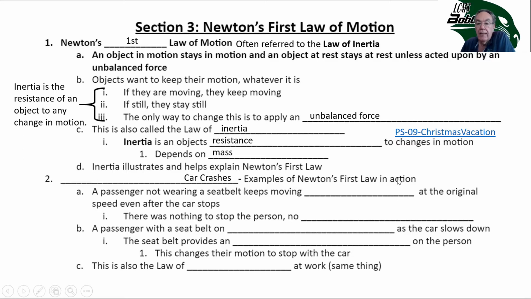Car crashes are an example of Newton's first law in action, and inertia. A passenger not wearing their seatbelt keeps moving forward at the original speed even if the car stops. So an object in motion wants to stay in motion. If the car was going 70, you were going 70 in the car because you were moving relative to the car. So if it suddenly stops, you just keep going forward at 70 miles an hour.